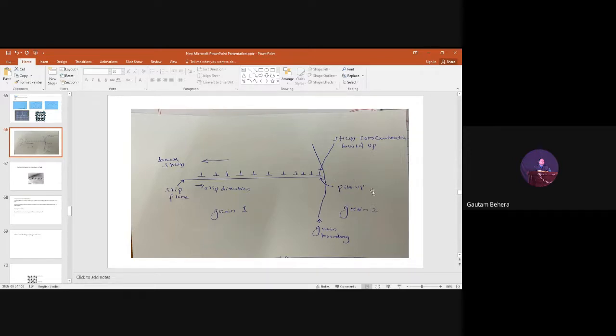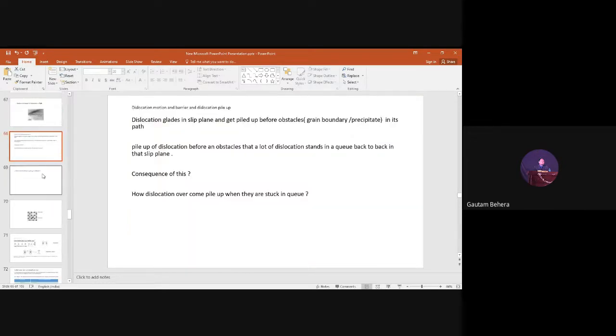So these are the two solutions, or two phenomena that may happen, to relieve this stress concentration buildup. Either the metal will crack, or a new dislocation will initiate in the next grain, or grain 2, and it will start gliding in that plane. So these are the answers. Okay, have you understood up to this?